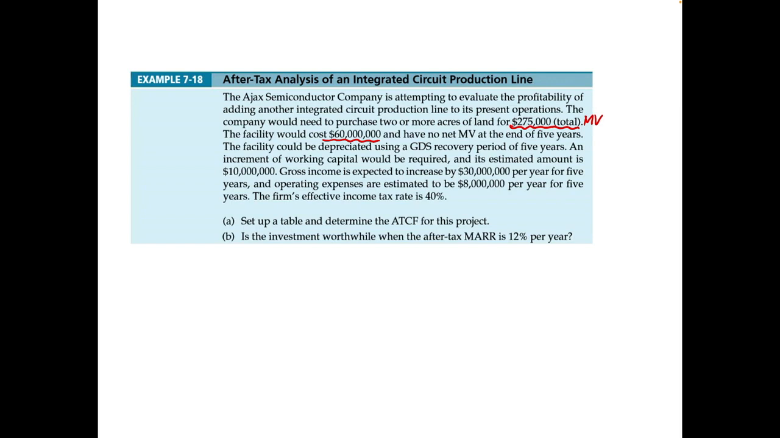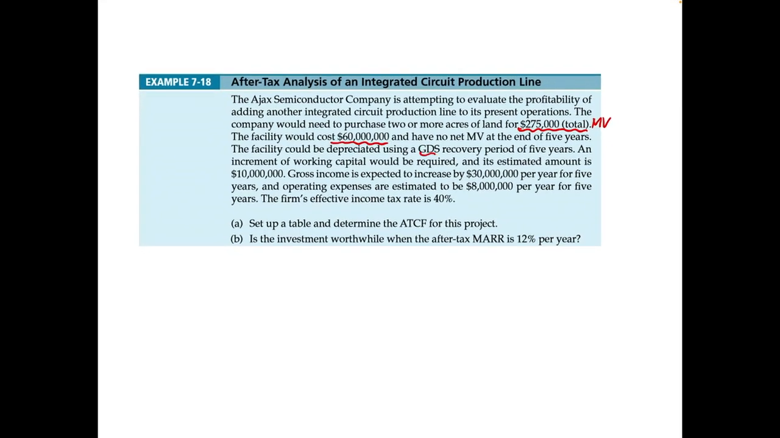the facility could be depreciated using a GDS. So you're using GDS recovery period of 5 years. It's given. And an increment of working capital would be required. So you need to hire some persons. And its estimated amount is 10 million. So this is the third piece of your capital investment. So you have 3 parts of capital investment.